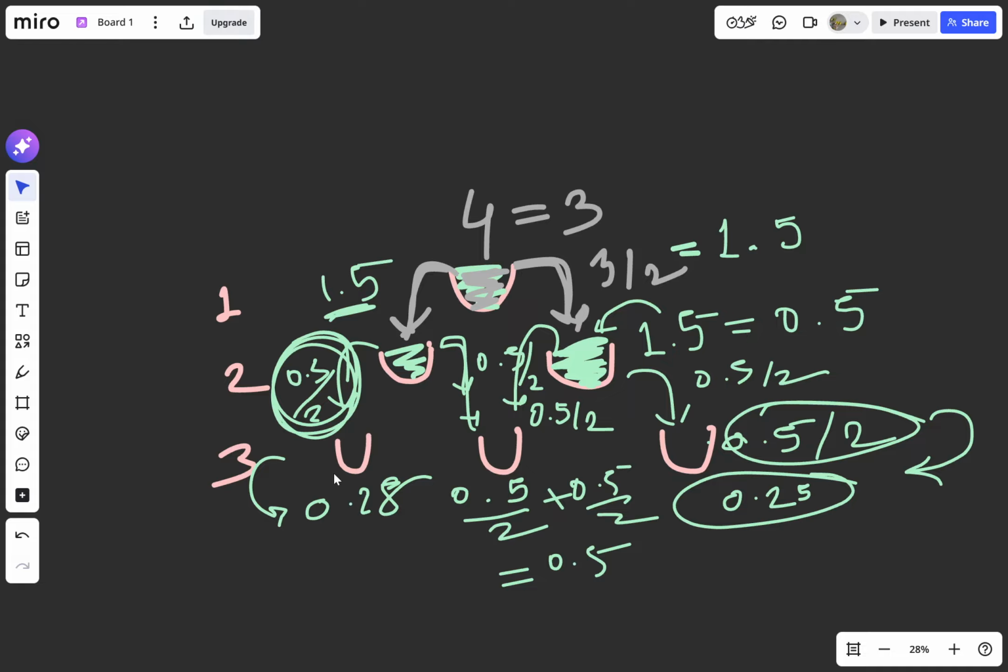0.5, and this is also 0.5. 0.5. So in this way this will be distributed.